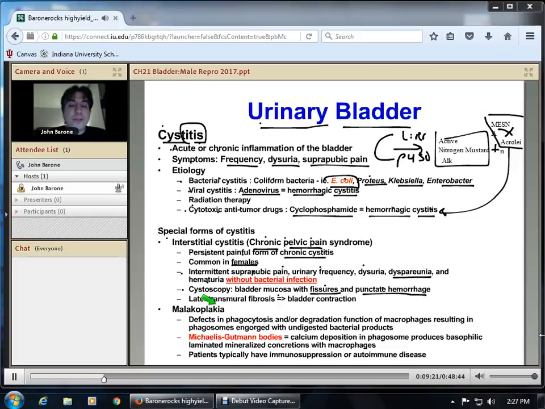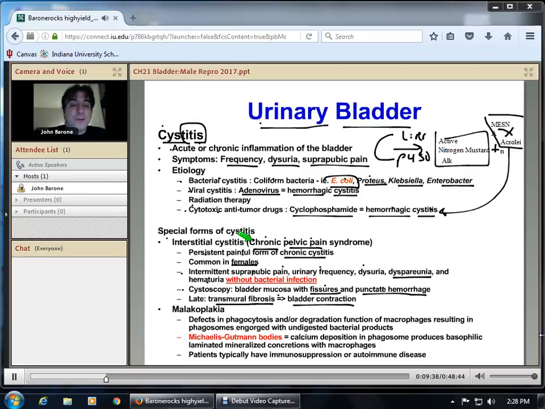Now, how is all this inflammation going to heal? Long term, you're going to get transmural fibrosis. All scars contract. So eventually you're going to wind up with a contracted bladder. That's not cool. When you have a contracted bladder, you have to pee every like 10 seconds.